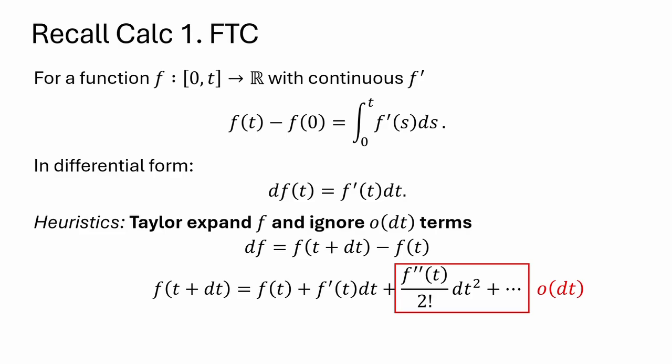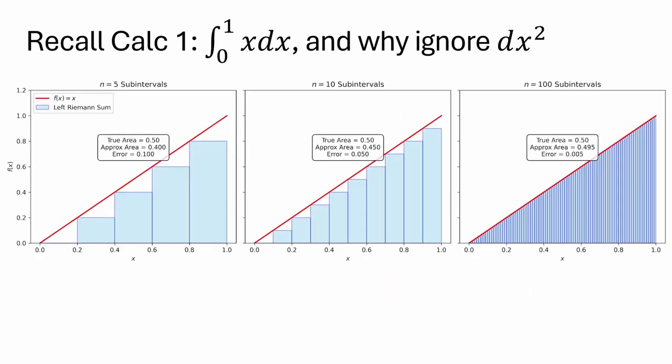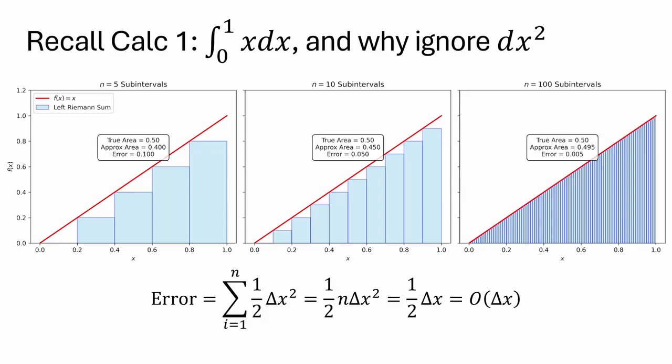The differential form of FTC is the origin of the notation df over dt for derivatives. Let's recall why we can ignore terms such as dx squared in ordinary calculus. Here's a simple example, the integral of x over 0 to 1. For each partition, the error in the approximation by Riemann sum is the total area of all the little triangles. The area of each triangle is of order delta x squared, and by summing them up, we see that the total error is of the order delta x. And as delta x tends to 0, the total error shrinks to 0.